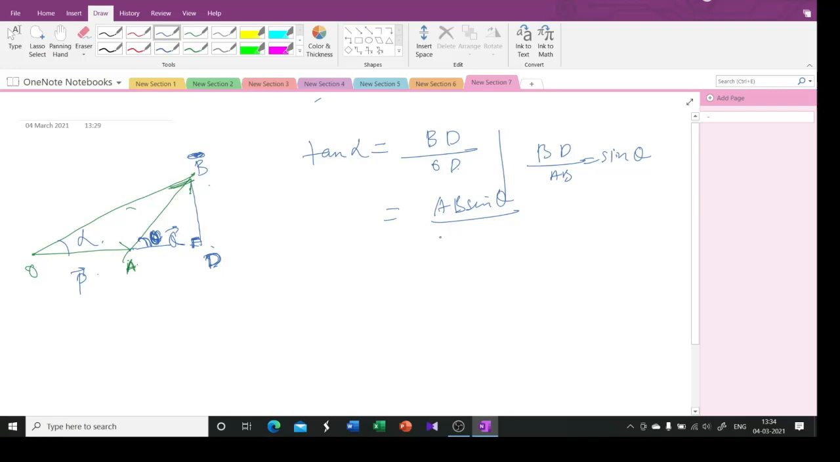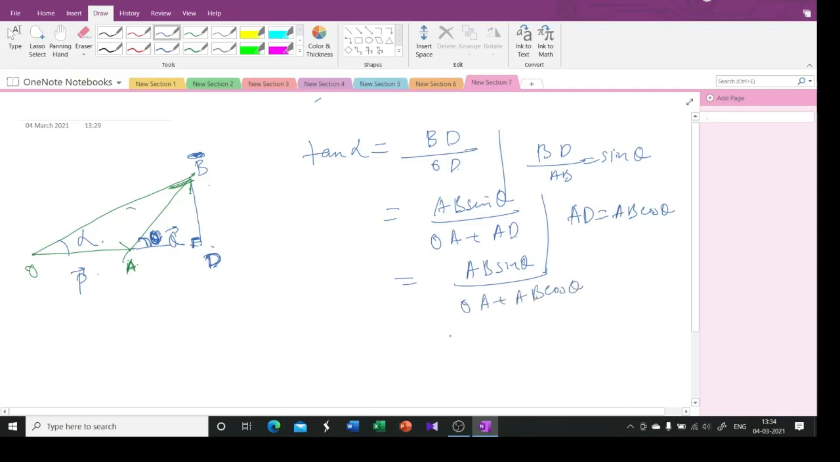And what is OD? OD is once again OA plus AD. And what is AD? AD is AB cos theta. Then tan alpha is equal to AB sin theta by OA plus AB cos theta. What is AB? AB vector is Q. So Q sin theta, and OA is mod of P, plus Q cos theta. Pretty simple. Fine.